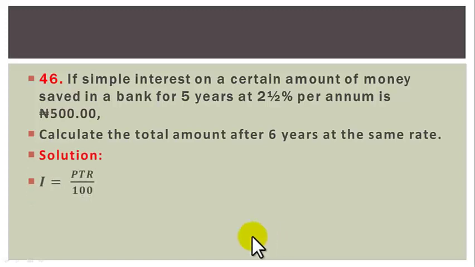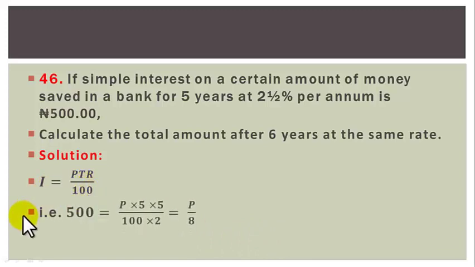Simple interest I is equal to principal times time times rate all over 100. That is, the interest is given to be 500 equals the principal, which is not given, times 5. 5 is the time, which is the number of years, times the rate. Rate is 2.5%, which is 5 over 2. That's 5 all over 2, divided by 100.